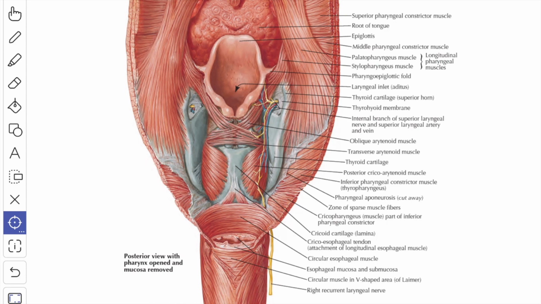The contraction of the aryepiglotticus muscle closes the laryngeal inlet by approximating the aryepiglottic folds and by bringing the arytenoid cartilage in close contact with the tubercle of the epiglottis. The epiglottis does not fall back to close the inlet like a lid, because it is observed that surgical resection of the upper part of the epiglottis does not disturb the closure of the inlet. The opening of the inlet is mostly passive, and it is partly assisted by the contraction of the thyroepiglotticus muscle.